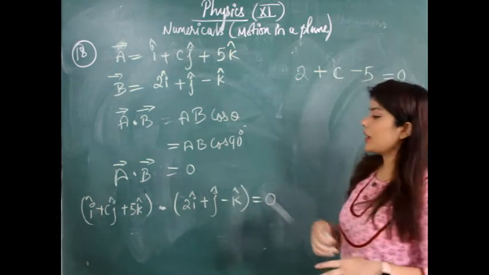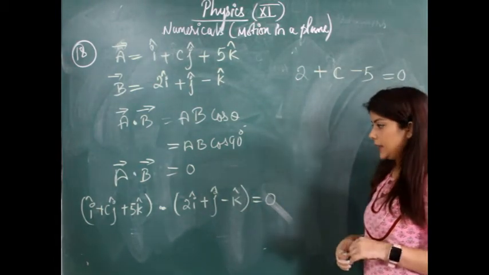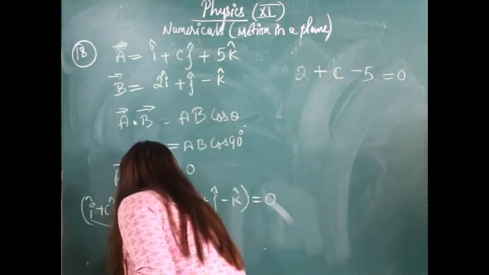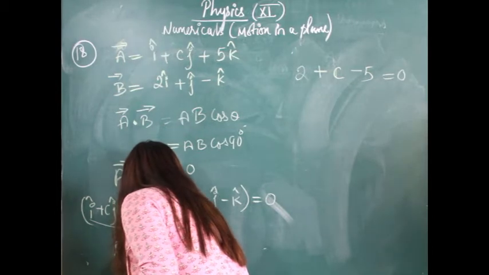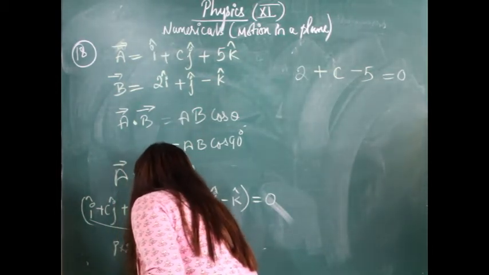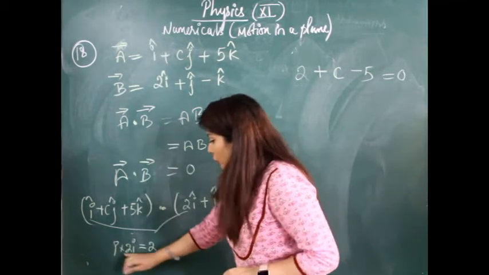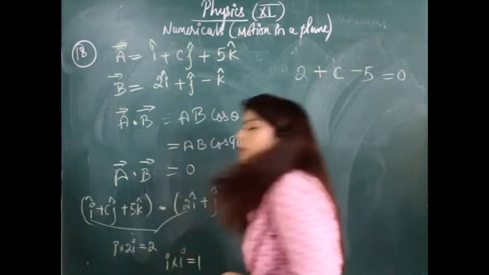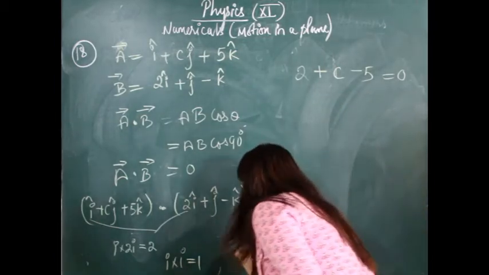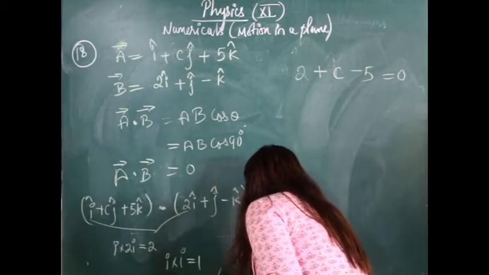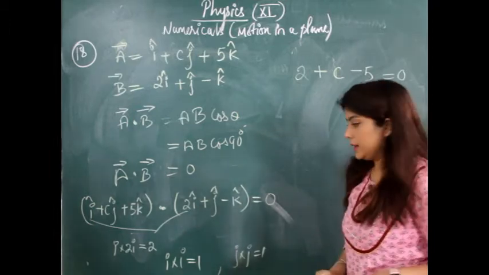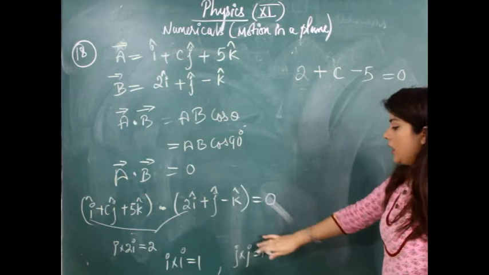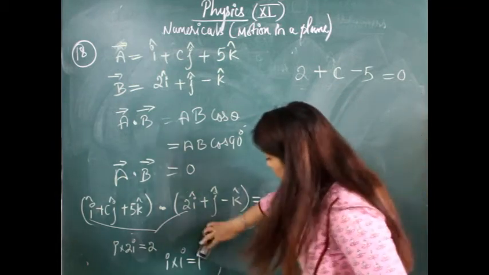Now why I am not writing I, j and k is, if you multiply this two, that is I into 2i will be actually 2. Why I am not writing I? Because I into I is 1. J into J will also be 1. And K into K will also be 1. That is why I am not writing I, J, K. It has been replaced by 1.